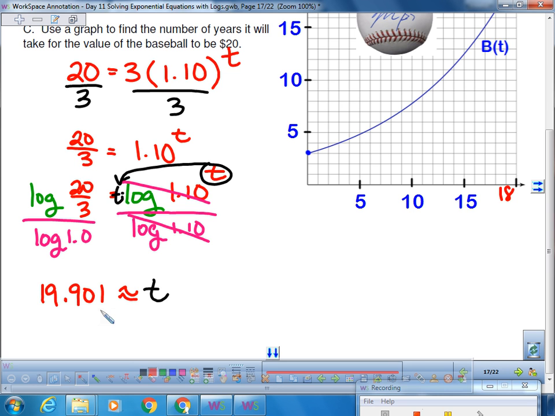Is anybody ever going to say that? You're never going to. You'd say about 20 years, or if I asked you for one decimal place, you'd say 19.9 years. Almost 20 years.